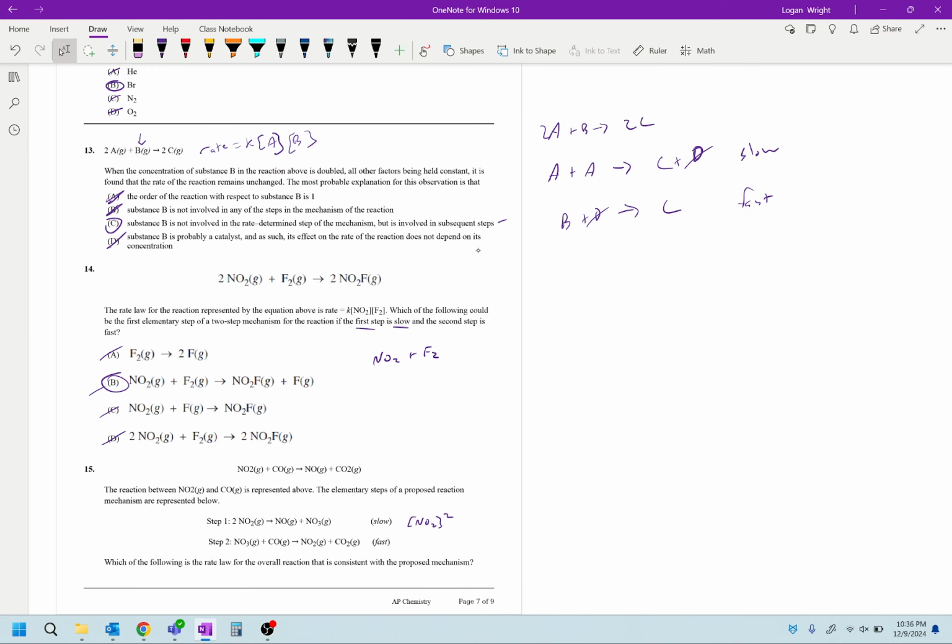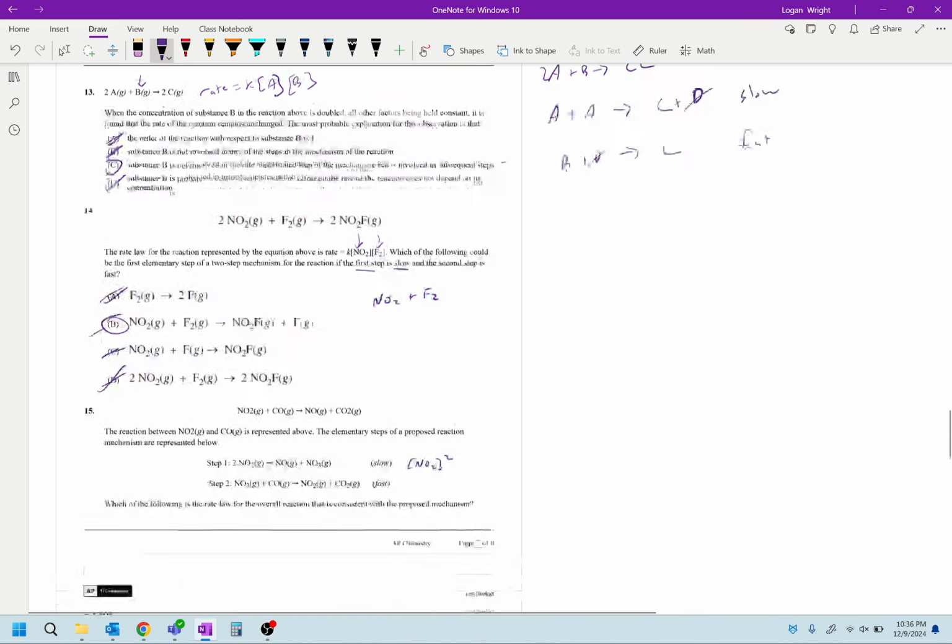14. Which of the following could be the first elementary step of a two-step mechanism if the first step is slow? So the rate law is going to involve one NO2 and one F2. So there's no NO2 in that one. There's no F2 in that one. There's too many NO2s in that one. So B is the only good choice.